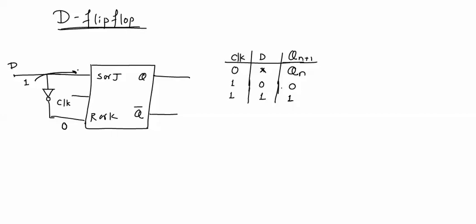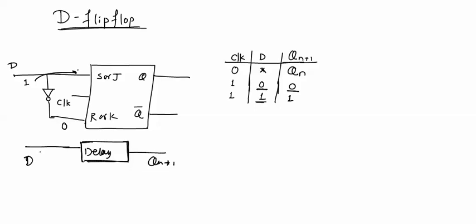As you can see that the output Qn plus 1 is same as the input D. So this flip-flop is nothing but a delay element between input and output. Output Qn plus 1 is similar to the input, whatever may be the input, 0 or 1, same will be the output. This flip-flop is acting as a delay element between input and output, hence called as delay flip-flop.